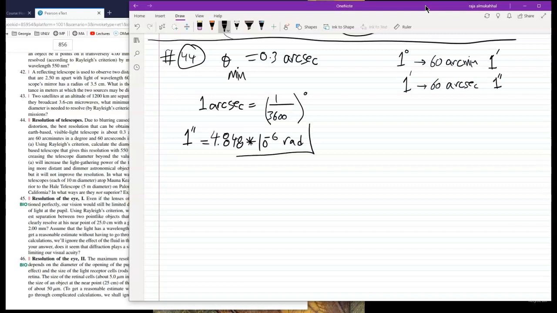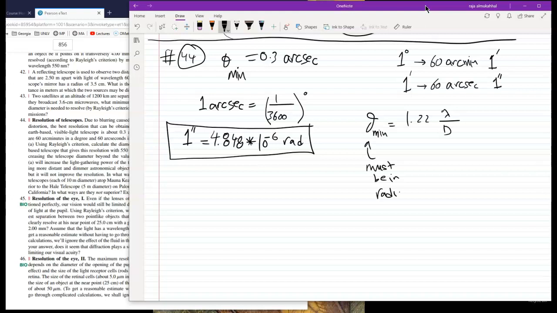Okay. Remember, going back, I forgot to mention that theta criterion, the minimum Rayleigh criterion, 1.22 lambda over D, must be in radian. So if you see a problem and he gives you theta criterion as 1 degree or 3 degree, whatever, you must convert it into radian. You got that? I forgot to mention that because we haven't seen any problem like that. So you need to convert to radian, but that's how you convert, okay?